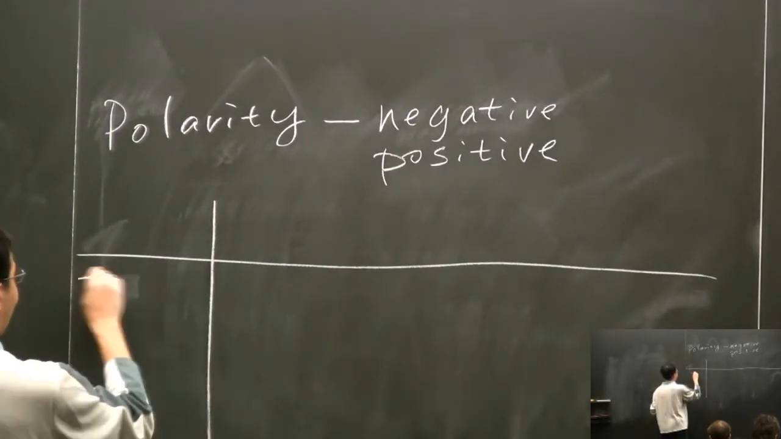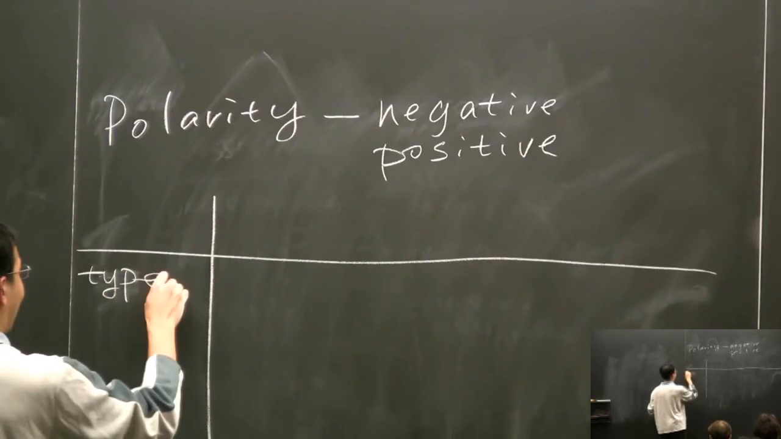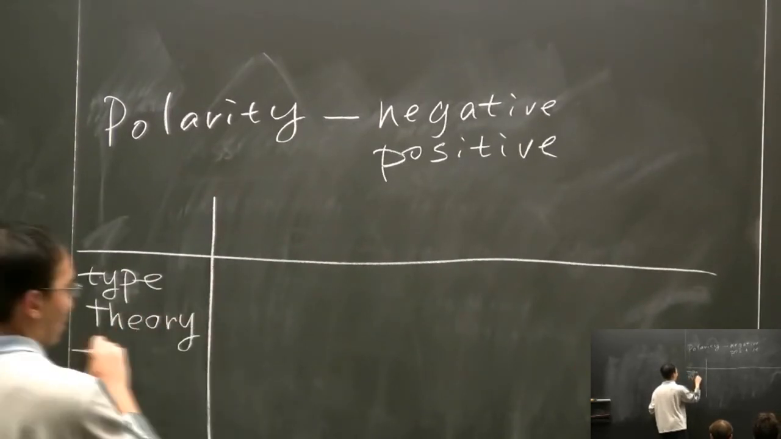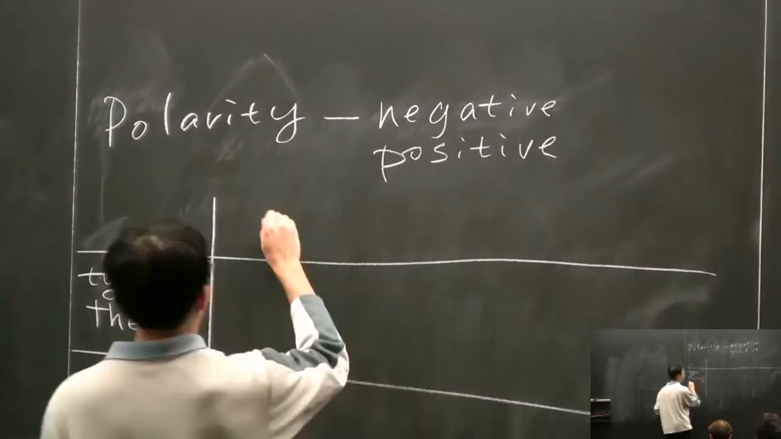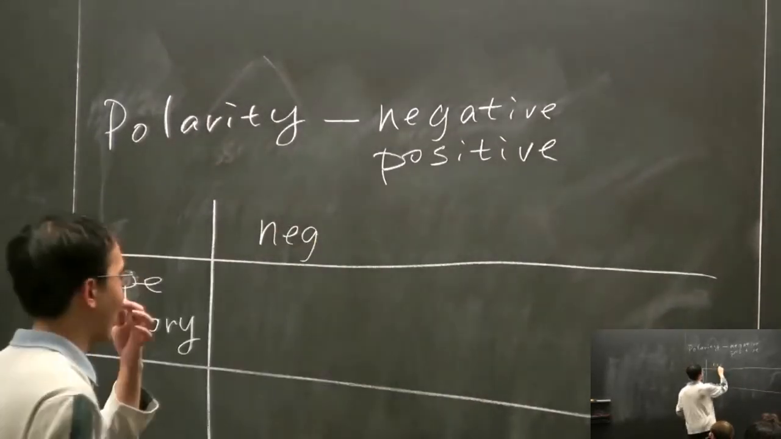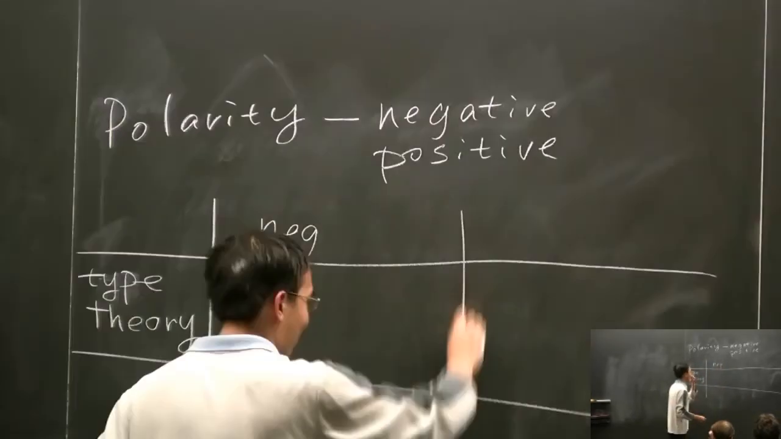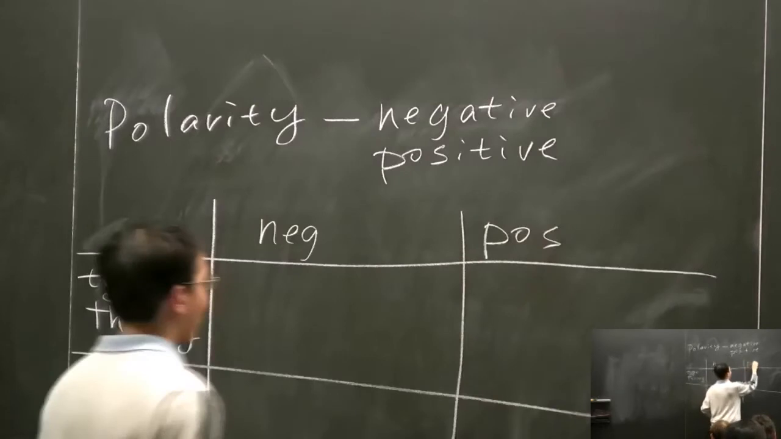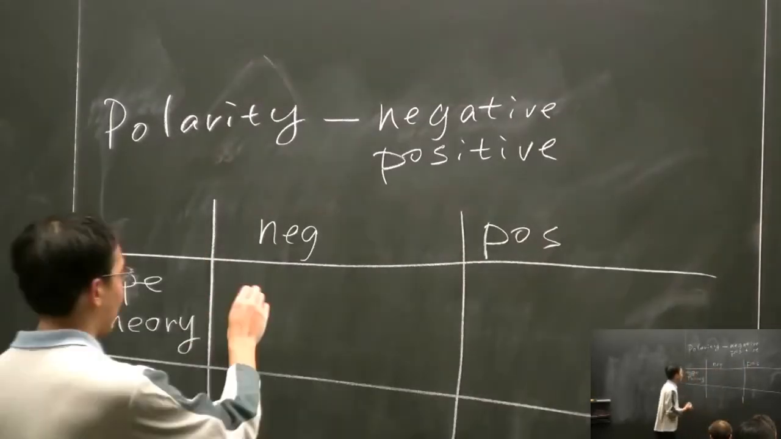So TT for type theory. It's a little bit weird to start with negative instead of positive, but I'll follow Bob's order. Okay. So what is negative?